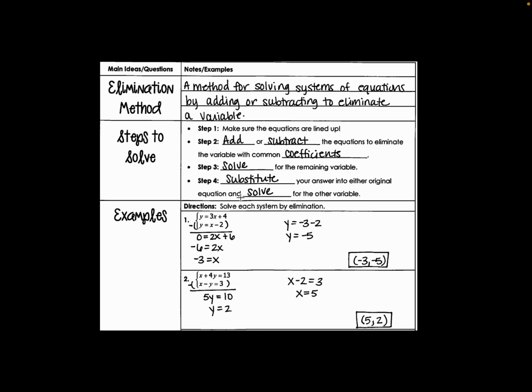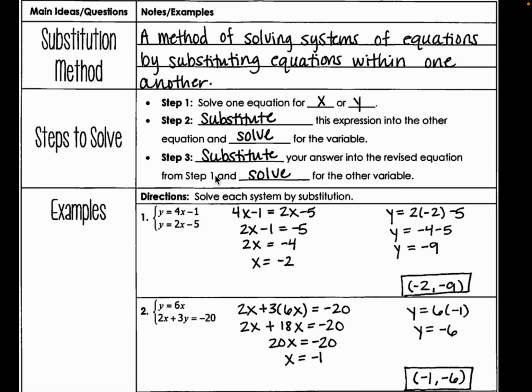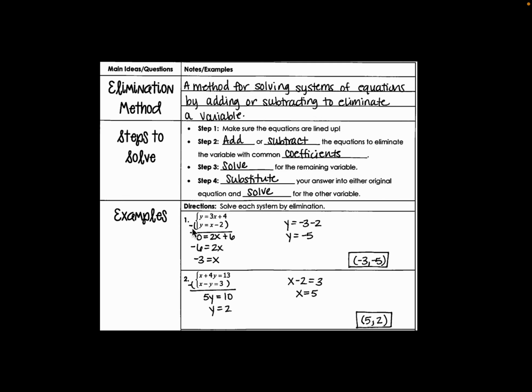So I want you to notice this step right here is just exactly what we did up here on step 3. We're going to take the number that we end up with and substitute it back into one of these equations. Doesn't matter which one, but make sure we substitute back into the original equation. And I want you to also notice, to eliminate, we can add or subtract. It doesn't have to just be add. We can add or subtract.